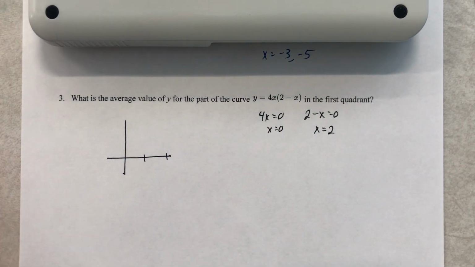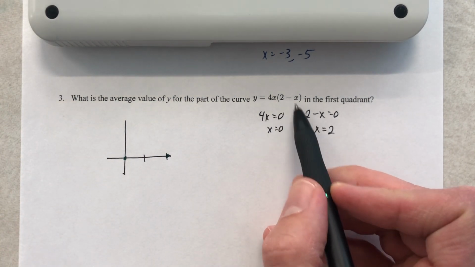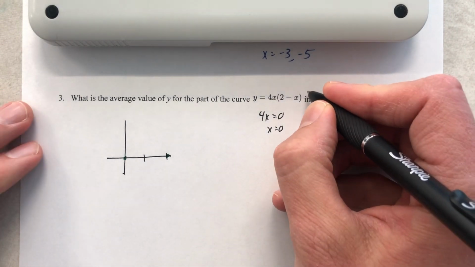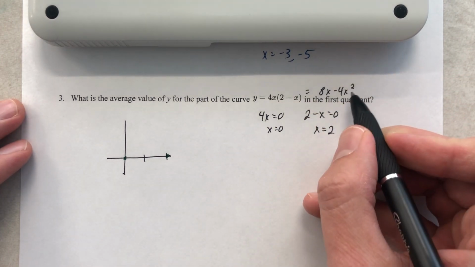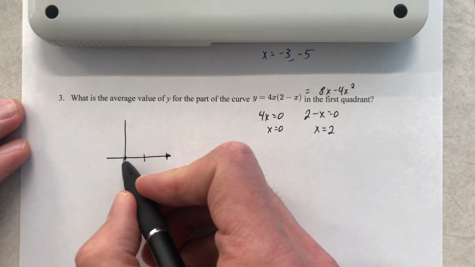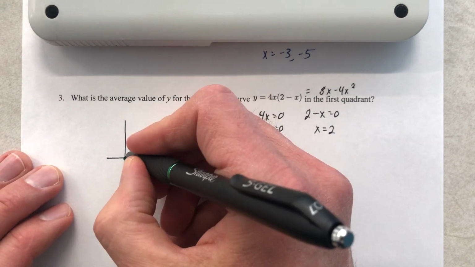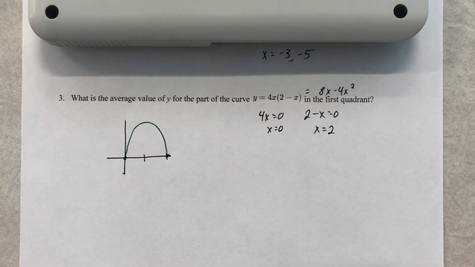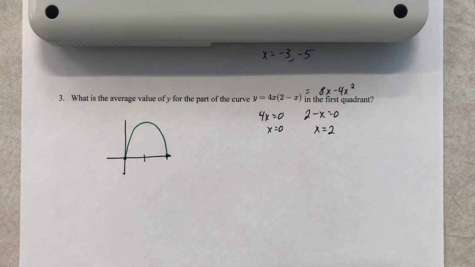We know that we have x-intercepts here and here, and we know that we have an upside down parabola. Parabola because it's squared. If you were to take this a little bit further, you would have 8x minus 4x squared. So you have a parabola that's upside down, and it has those two x-intercepts. Sorry, that one is a y-intercept. And it goes like this. How high up do you go? Who cares? Do I really care how high it goes? No, I need a visual, because what I really need is the average value of y.